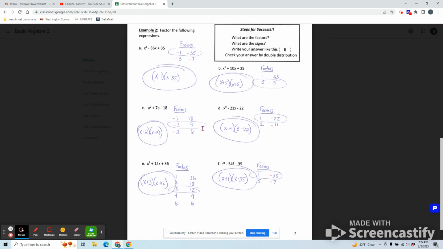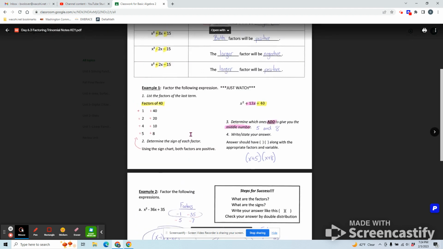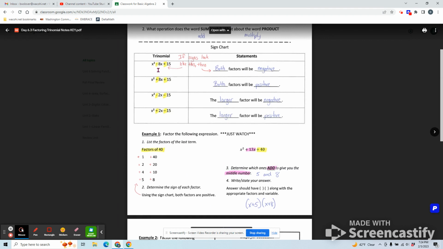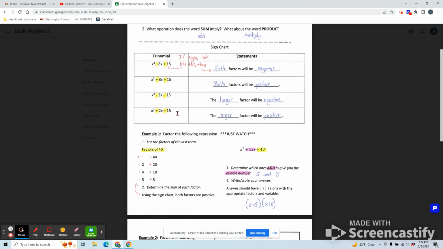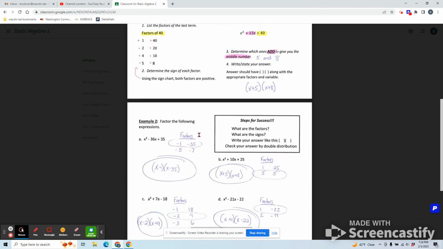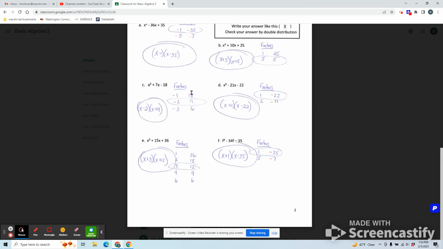Okay, let's try letter C. It says plus negative. So I list my factors of 18: 1 and 18, 2 and 9, 3 and 6. And since it says plus negative, which is this very last one, it says the larger factor will be positive. So these are my larger factors. If these are positive, that means the others are negative.